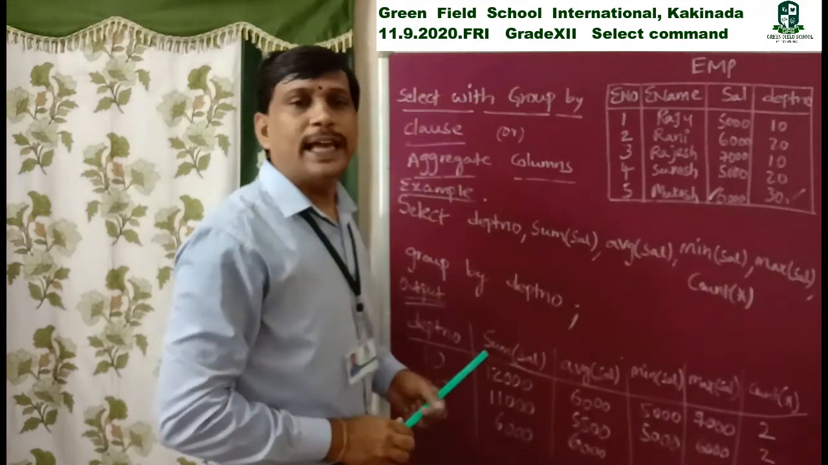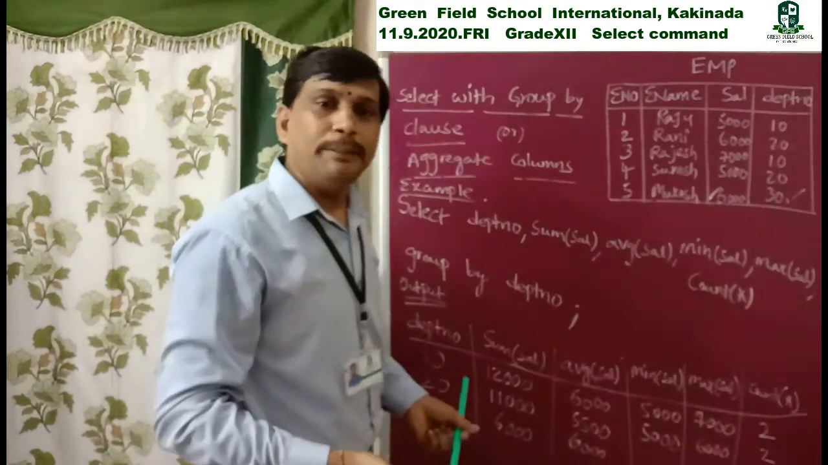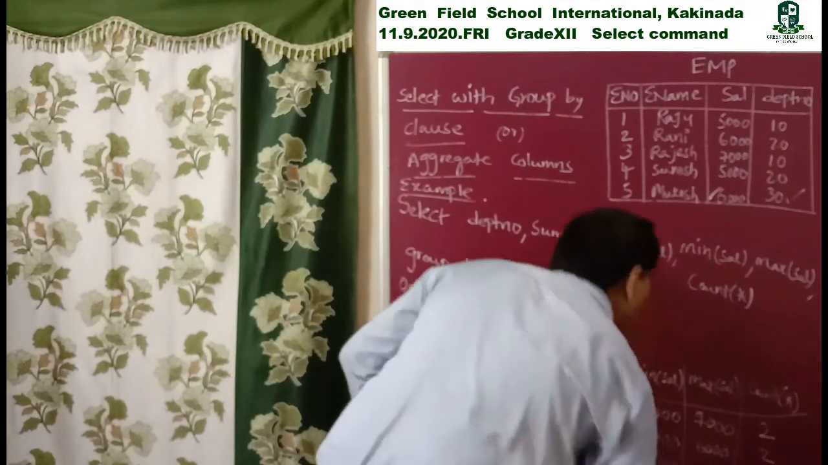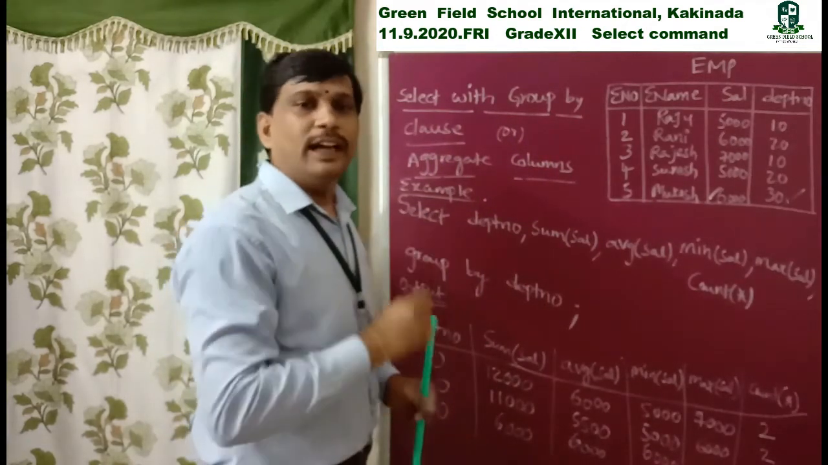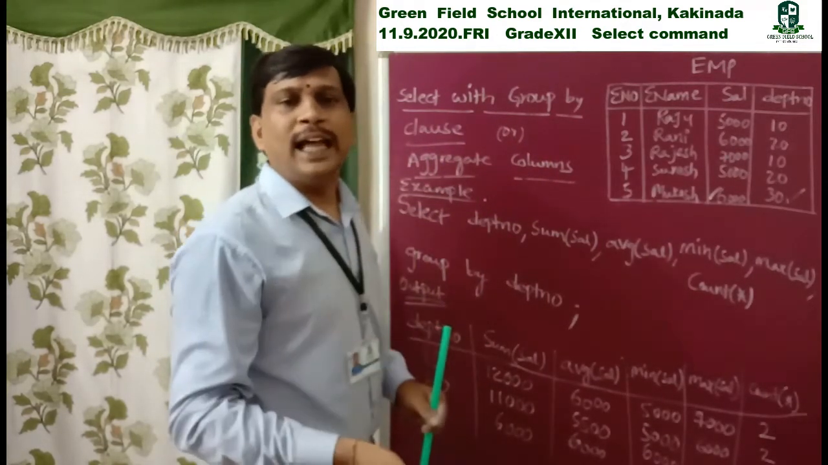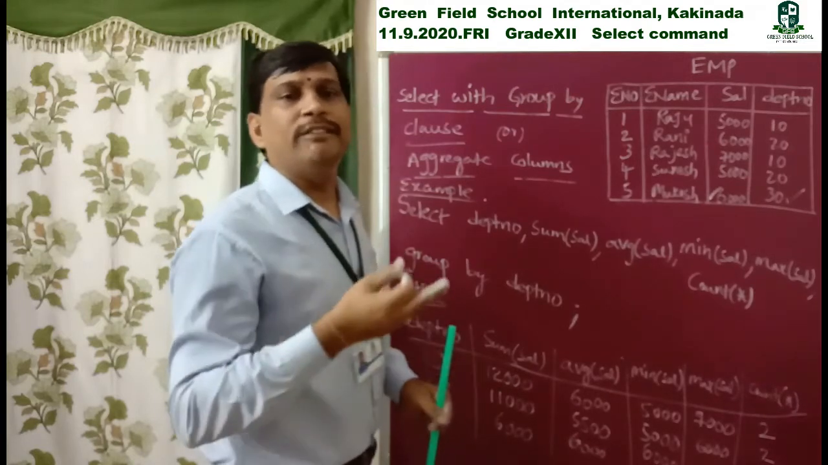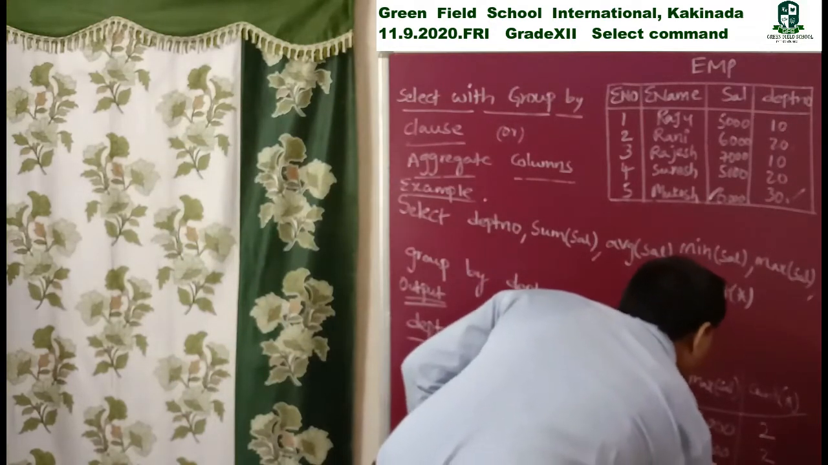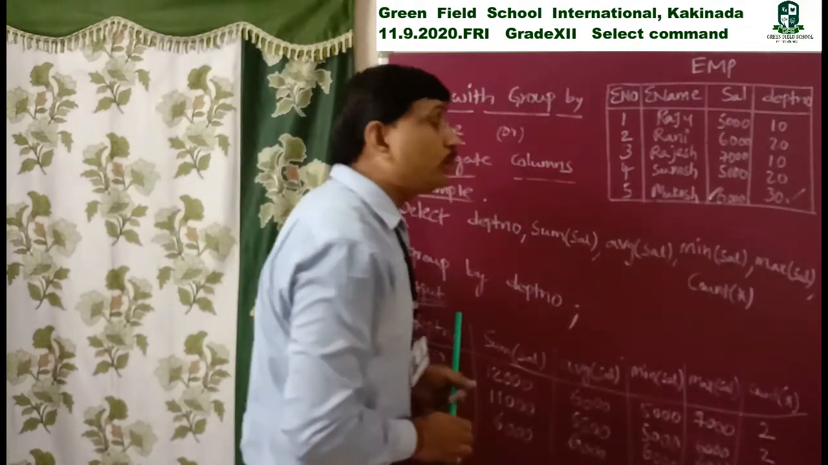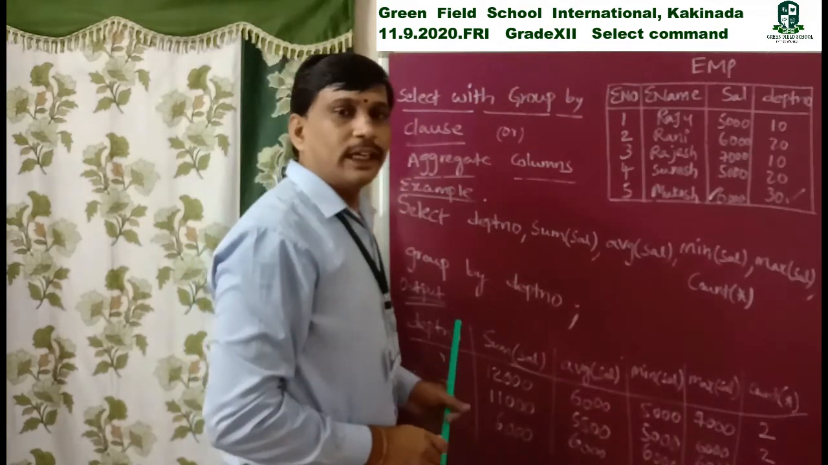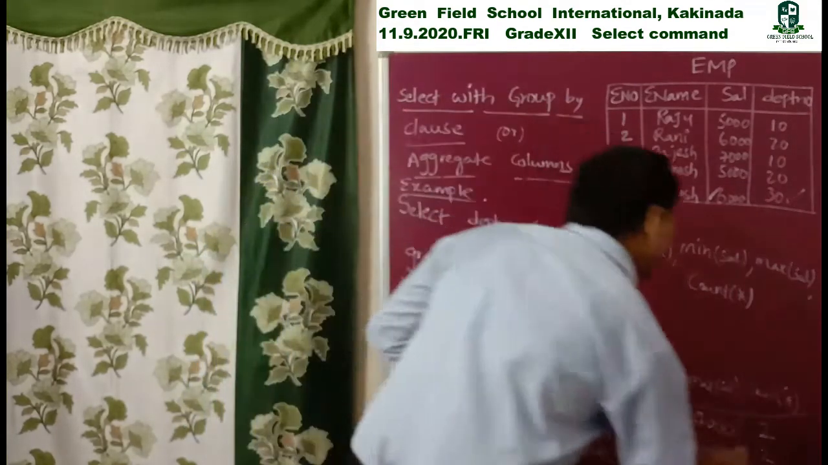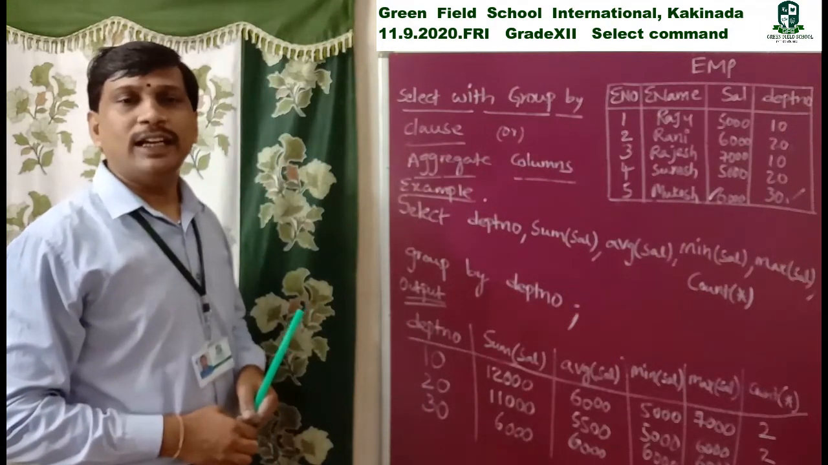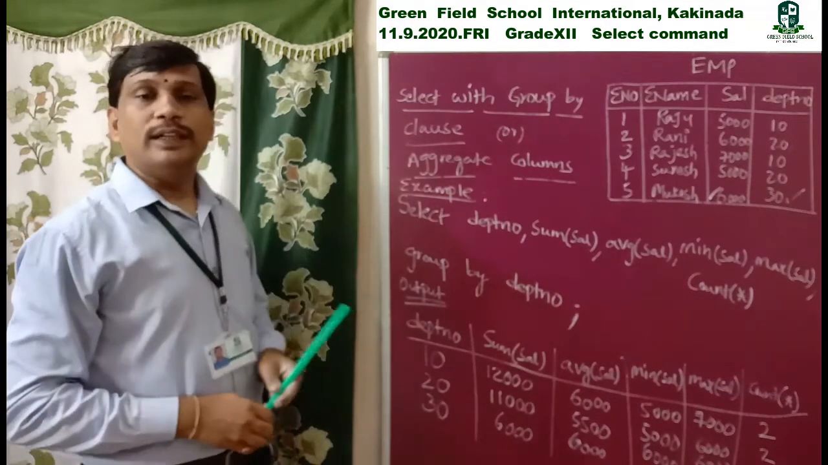Next, minimum of sal. Only one employee is there, so that is the minimum and that is the maximum. That's why your minimum value is 6,000. Maximum, here only one value is there. The same value is acting as minimum and as maximum. So the maximum value is 6,000. How many employees are there for department number 30? Only one employee. That's why count is 1. So this is the output we display for this query.